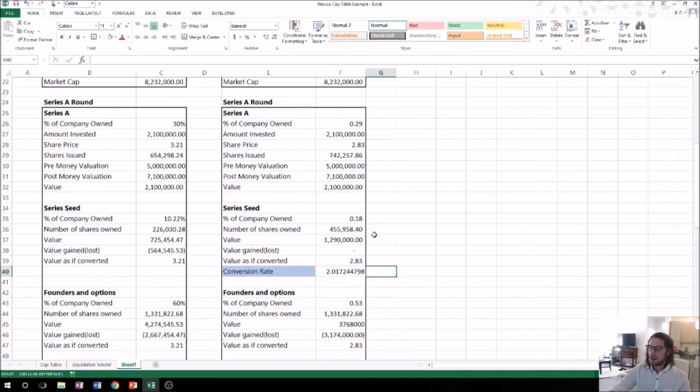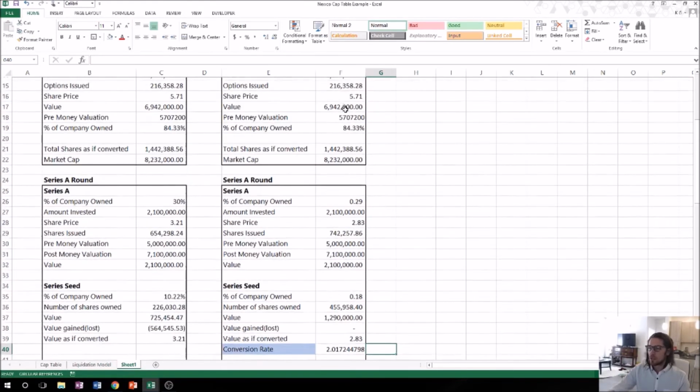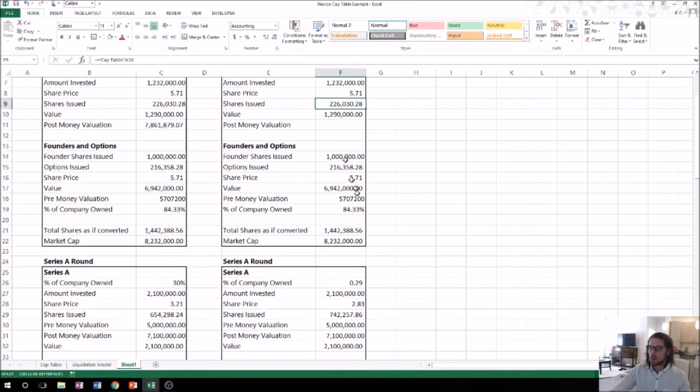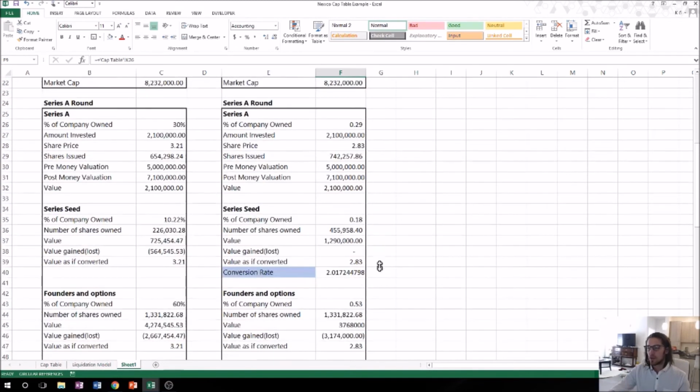So if they had 226,000 shares to start with, which is what we started with, those 226,000 shares would convert into 2.017 times that number of common shares, and that's basically how the anti-dilution provisions are taken care of in a more simple manner. So that's just a simple little lesson on how the full ratchet dilution is applied and how to see if it's working properly.